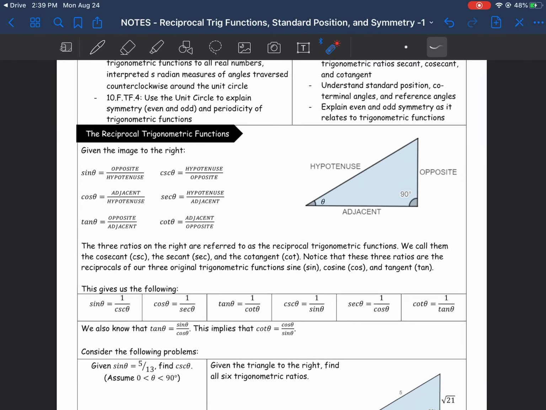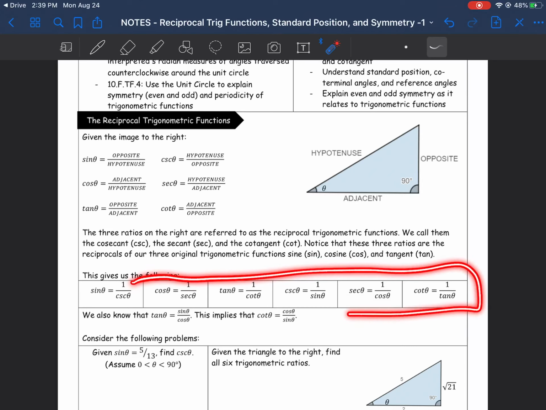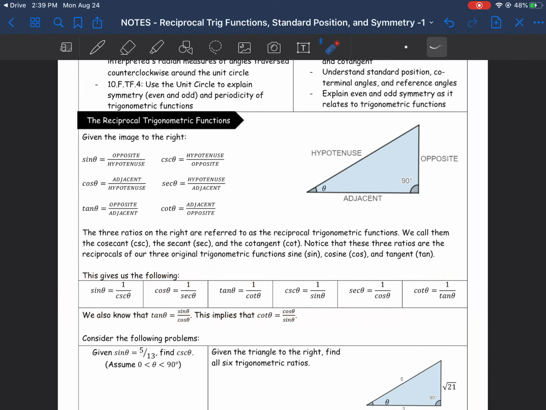So in symbols, this is what we have to represent our six trigonometric functions. We have that the sine of theta is equal to 1 over the cosecant of theta. The cosine of theta is equal to 1 over the secant of theta. The tangent of theta is equal to 1 over the cotangent of theta. The cosecant of theta is equal to 1 over the sine of theta. Secant of theta equals 1 over cosine of theta. And that the cotangent of theta equals 1 over the tangent of theta. So they are reciprocals of each other.